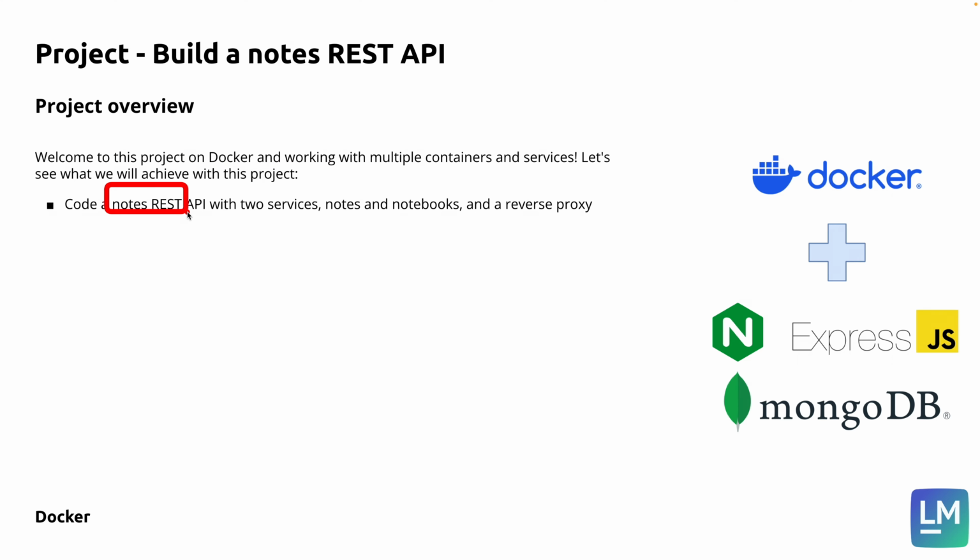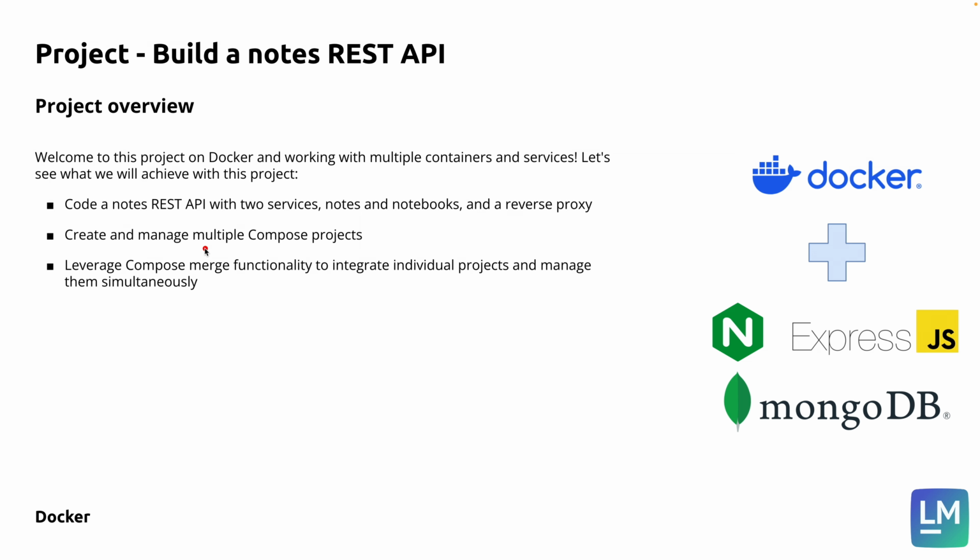We start by creating a Nodes REST API with two services, nodes and notebooks, and an NGINX based reverse proxy sitting in front of these two services and providing a single entry point that will then redirect requests based on the URL path. We will explore creating and managing multiple Compose projects, and we'll also leverage Compose merge functionality to integrate these individual projects and manage them simultaneously. Last but not least, we will also spend a few minutes discussing how we can manage service outage and improve our application resiliency to still be able to work even if one of the services is down.